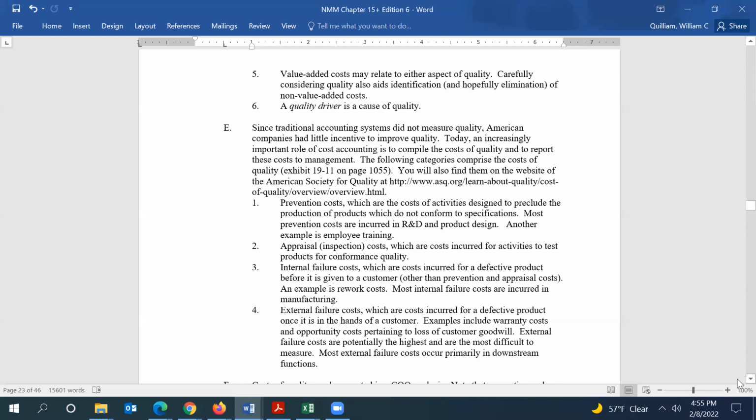Well then, once we have completed manufacturing the product, either totally or partially, we can inspect it. So we have appraisal or inspection costs there. There are costs incurred for activities to test products for conformance quality. So again, that may happen before the product is totally made, or it may happen at the end of the assembly line, or both.